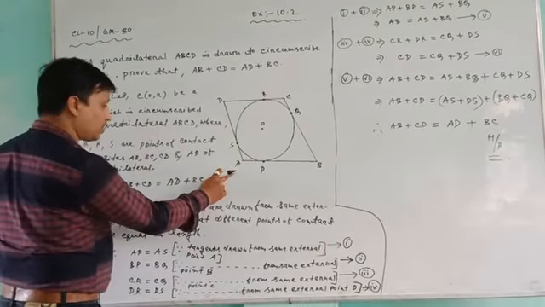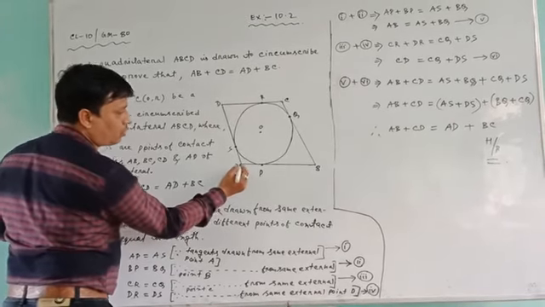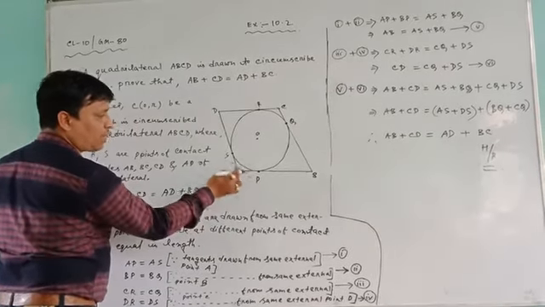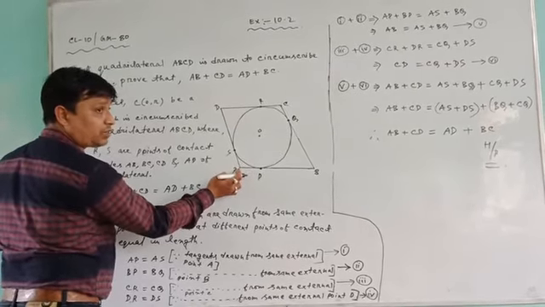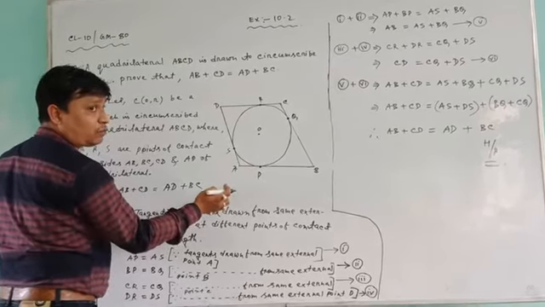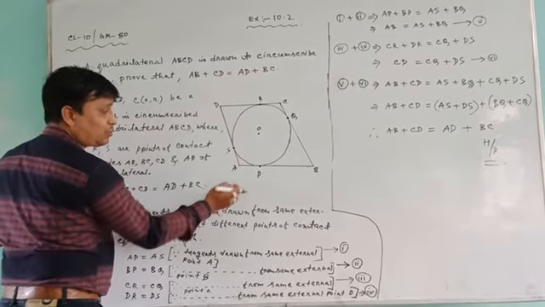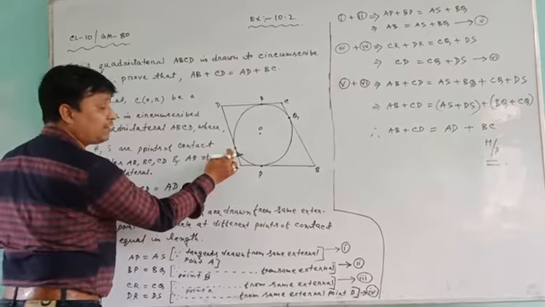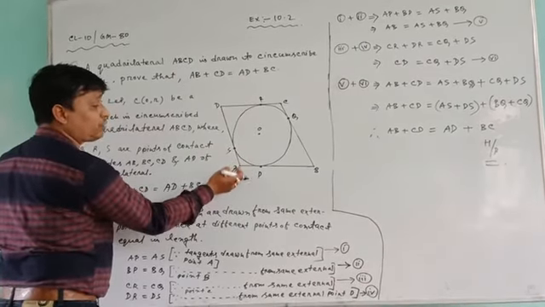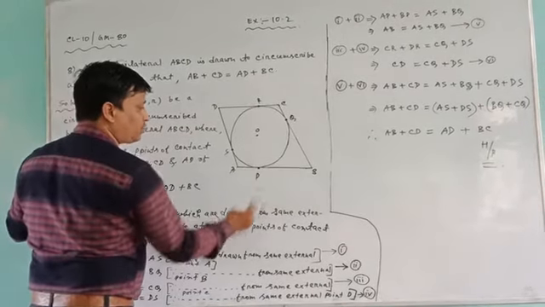So A is the external point. From here you have drawn AP and AS, one pair of tangents drawn from the same external point. So by theorem, these two tangents are equal. So we can write one statement for AP: AP equal to AS. Why? Because this pair of tangents we have drawn from the same external point A.